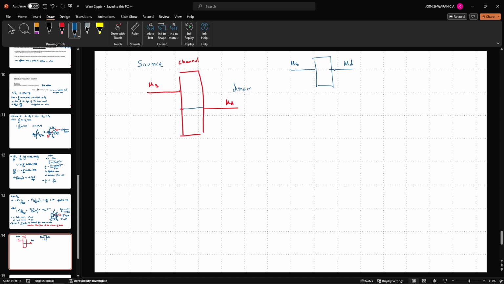So at equilibrium, mu s is equal to mu d, and typically, at zero temperature, all states below this will be filled. That is how it will be. The Fermi level will be uniform across the material: source, channel, and drain, if I'm going from left to right.